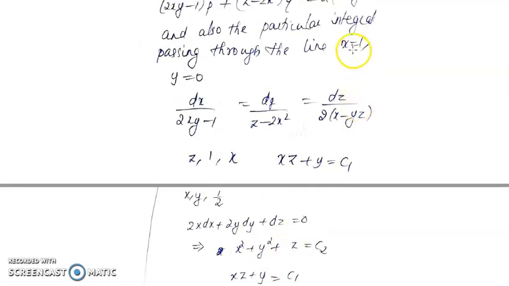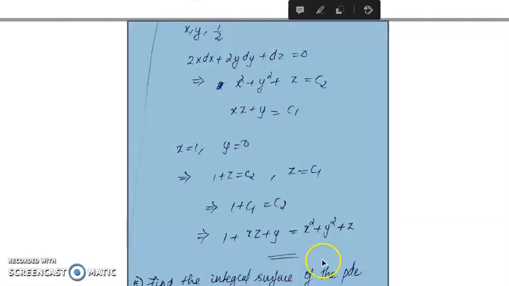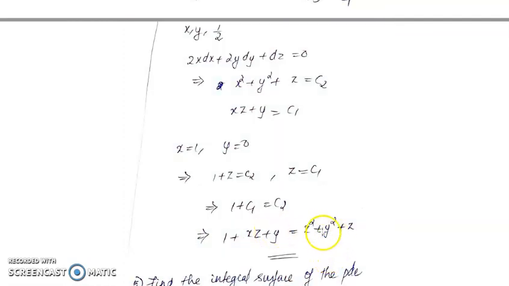Now for finding the particular integral, you have x equal to 1 and y equal to 0. If x equal to 1 and y equal to 0 is substituted here, you are going to get 1 plus z equal to c2, and from here z equal to c1. So that gives me a relation 1 plus c1 equal to c2. Now substitute back c1 and c2. So that gives the required particular integral. So this is going to be the particular integral.